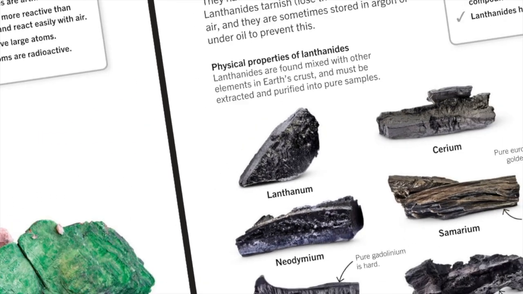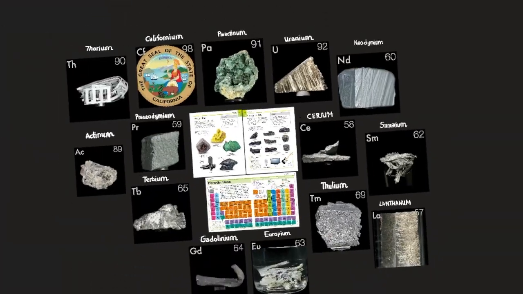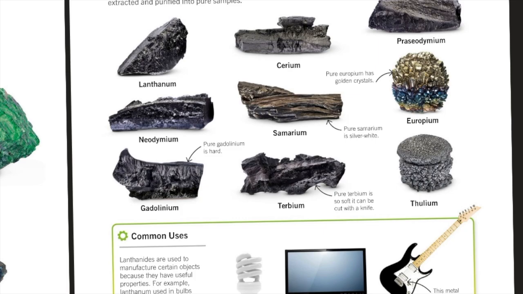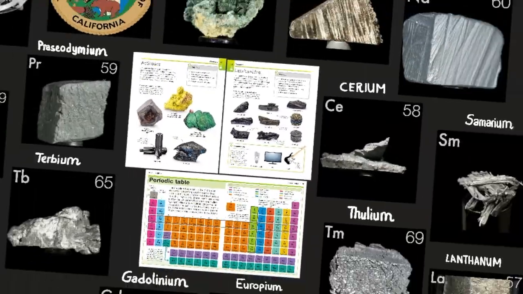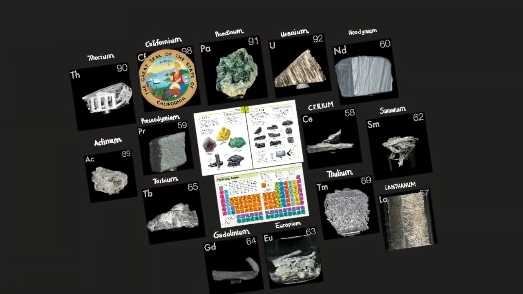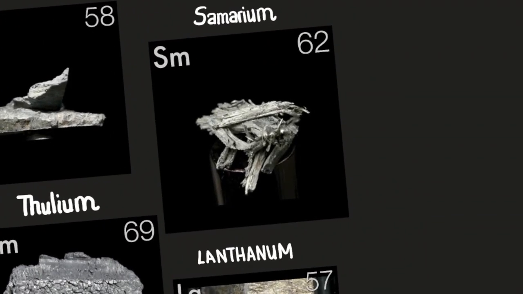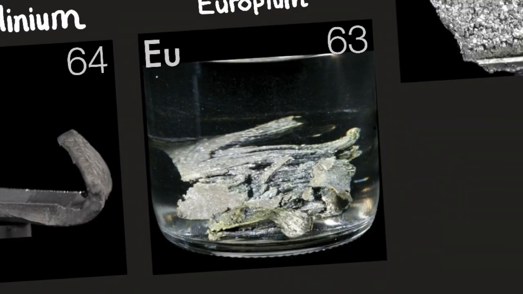So here we have lanthanum. Lanthanum is element number 57, and here we have neodymium. Neodymium is element number 60. Here we have gadolinium. Pure gadolinium is hard. Gadolinium is element number 64. And here we have cerium. Cerium is element number 58. And here we have samarium. Samarium is element number 62. And here we have europium. Europium is element number 63.